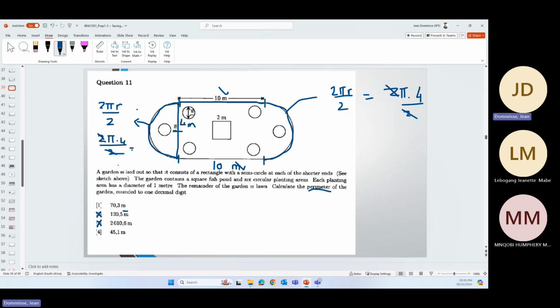Pi is 3.1415 times 4. So on this side, I get 12.57. So that's that perimeter, and it will be the same on the other side, 12.57. So if I say 12.57 times 2 plus 10 plus 10, I get 45.